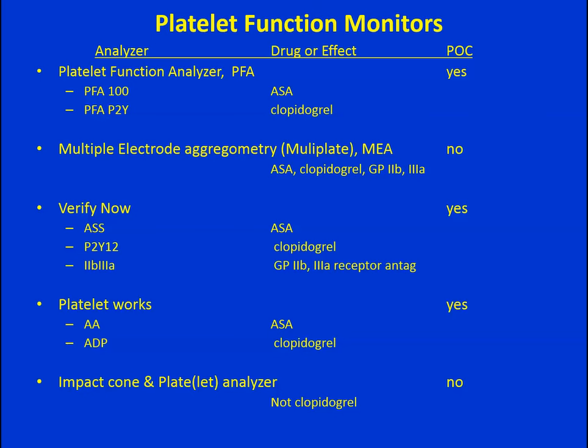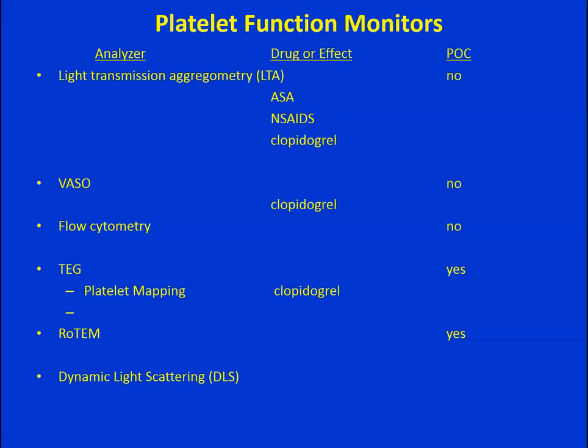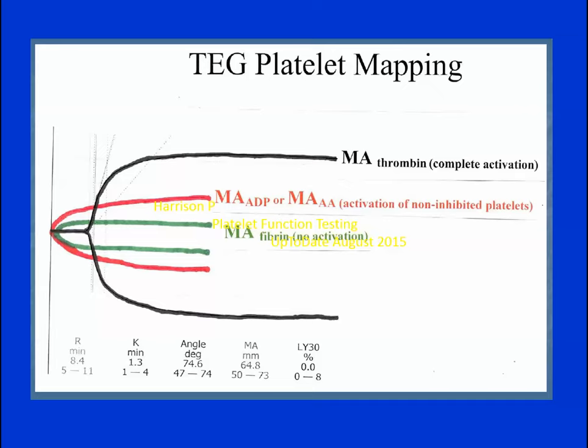VerifyNow is a test available in our laboratory, but I believe they only use the P2Y12 analysis, which is used for those agents that interfere with this mechanism. It is available in our laboratory 24/7. This shows the various monitors and which ones are available as point of care. Finally, there's so-called TEG platelet mapping, but unfortunately this is not available in our hospital at this time.